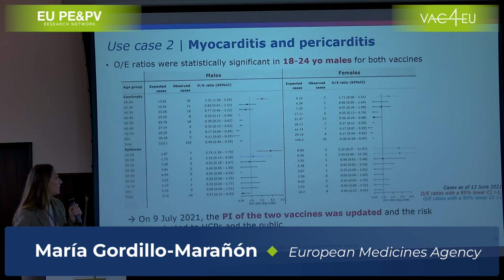And here we see the results stratified by sex, males on the left, females on the right. It's also stratified by age group and by vaccine brand. So at the top you see Comirnaty and at the bottom is Spikevax. And again, the statistically significant OE ratios are highlighted in red, and they show how the observed were higher than expected for the young male groups. So this information again was included in the assessment report, evaluated, and by the 9th of July 2021, the product information for these two vaccines was updated and the risks communicated to healthcare professionals and the public.